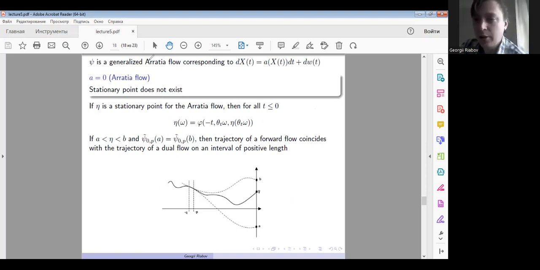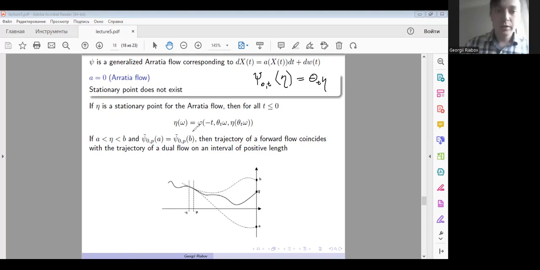It turns out that the Arratia flow doesn't have a stationary point. Stationary point in the sense that if we act by the flow on the variable eta, we just shift this variable along the probability space. So in the Arratia flow, there is no stationary point. On one hand, it is natural because one-point motions are just Brownian motions. On the other hand, this is a coalescing flow. Any two trajectories of the flow meet in some time, so they have the same limit. However, there is no stationary point.